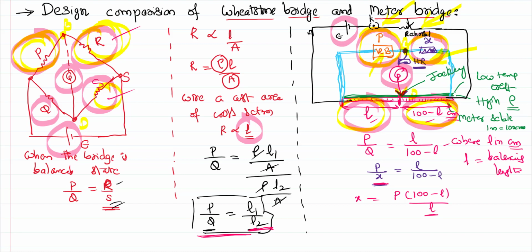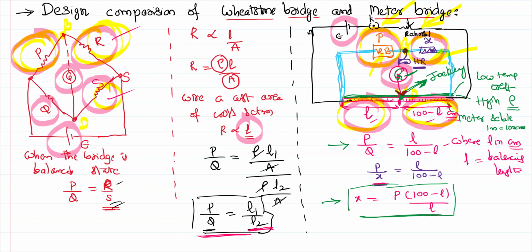So you lift the jockey and put it at a particular place on the meter scale's manganese wire. The galvanometer shows a certain deflection. You keep on varying the position of the jockey. At a particular position of the jockey, the galvanometer shows zero deflection. Then when the galvanometer shows zero deflection, the bridge is in a balanced state. When the bridge is in a balanced state, this condition comes into the picture, P by Q equal to R by S. Thus we can calculate the unknown resistance of a wire using the meter bridge.